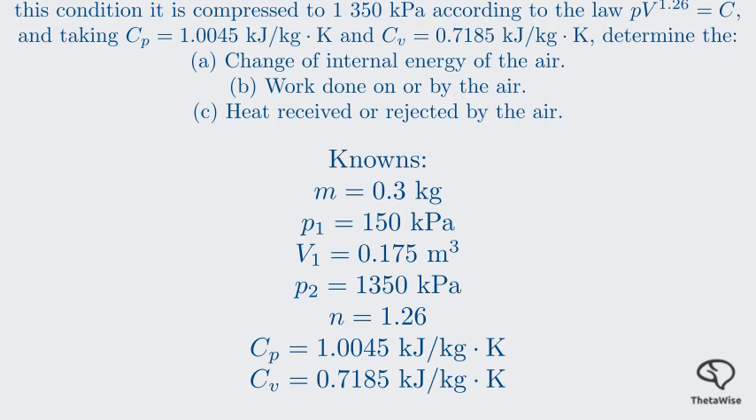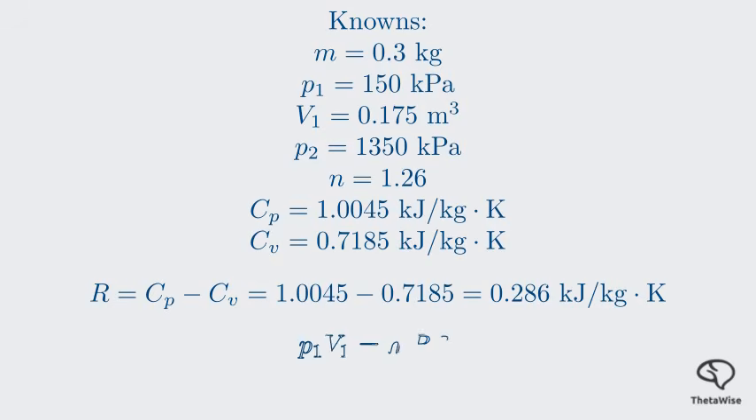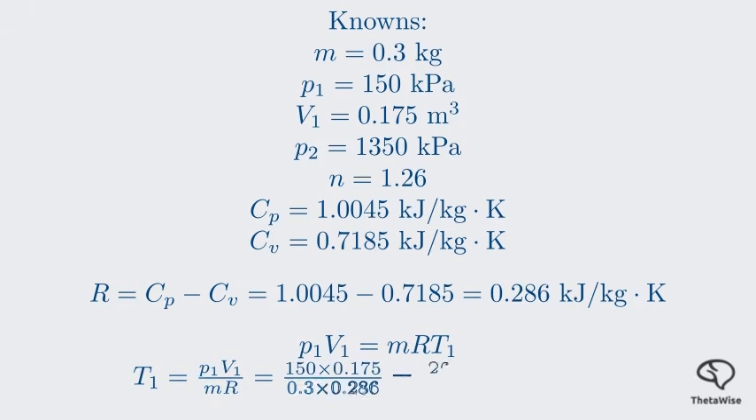We'll need the gas constant R. We can find R using Mayer's relation, Cp minus Cv. This gives us R equals 0.286 kilojoules per kilogram Kelvin. Now using P1V1 equals mRT1 and solving for T1, we get 305.94 Kelvin.